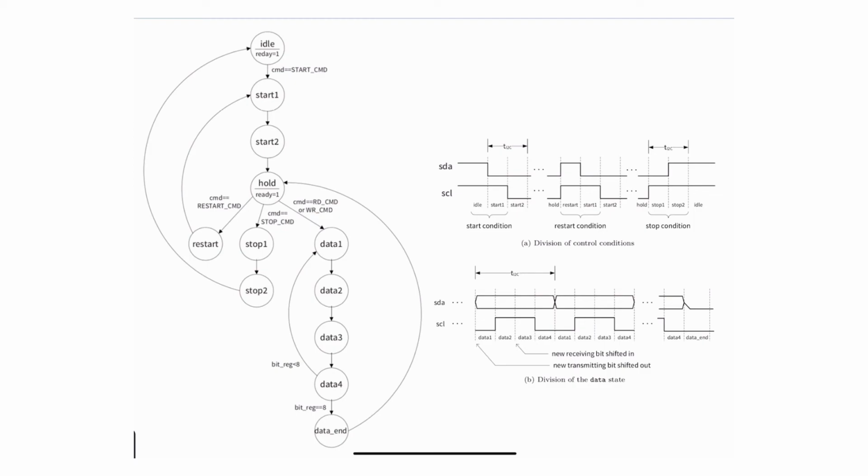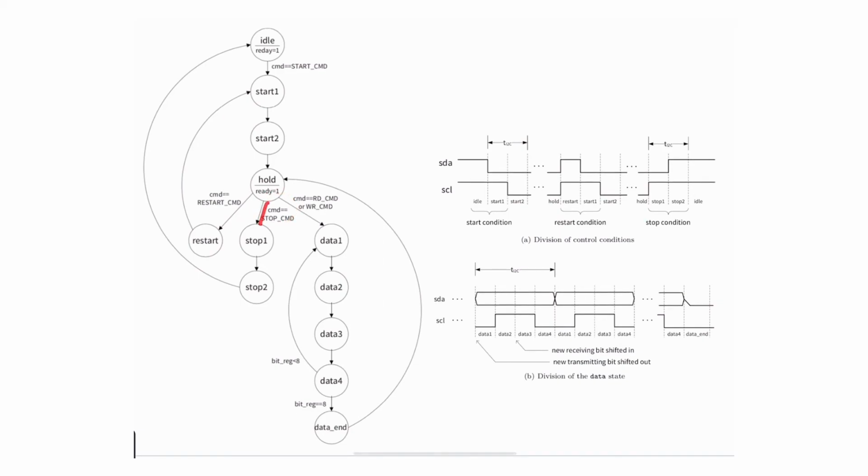What you need to do after the hold is you can either restart, and the restart is pretty straightforward. You assert the command that it's a restart, it goes to restart and then start, exactly the same as what we see in the figure in here. Or maybe a stop condition. Basically you want to release the bus, so you go through stop 1 and stop 2, and you release the bus, and you basically are in idle, and another master can take over if that is possible in here.